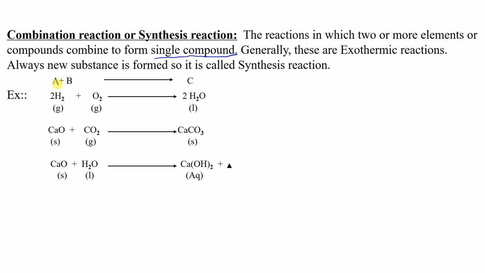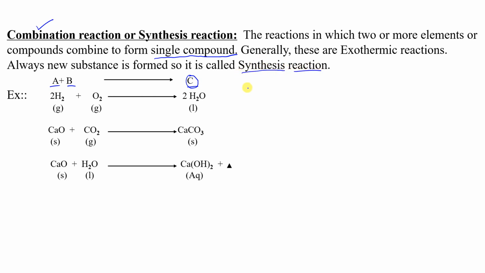So, suppose when you add chemicals A and B, we get one chemical C. Such types of reactions are said to be combination reactions. Generally, these are exothermic reactions. When a combination reaction happens, a new substance is always formed. That is what is called a synthesis reaction.